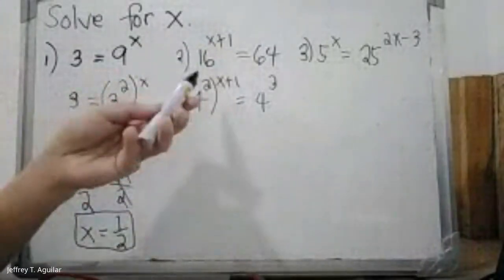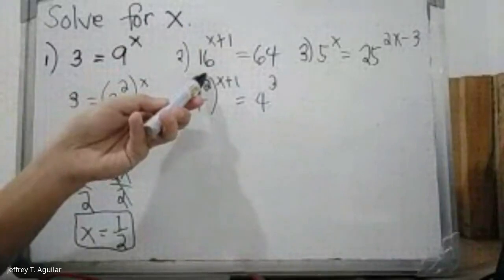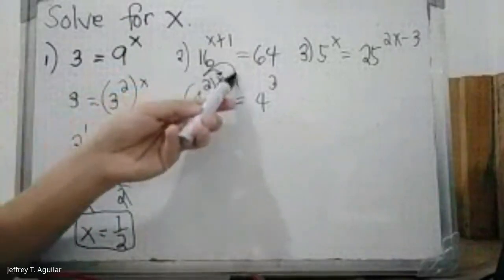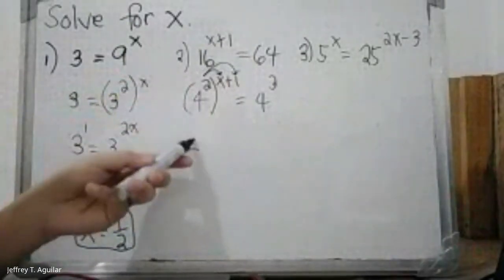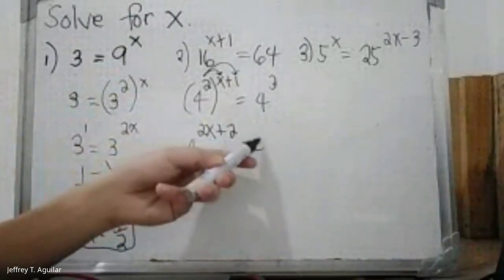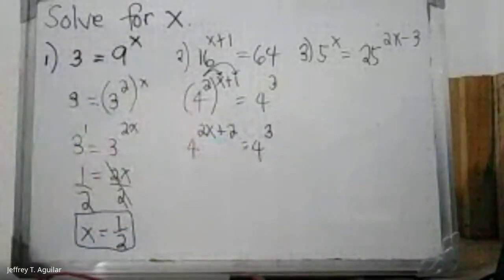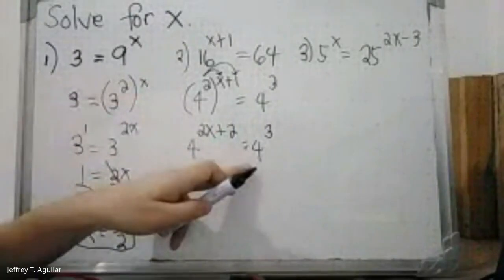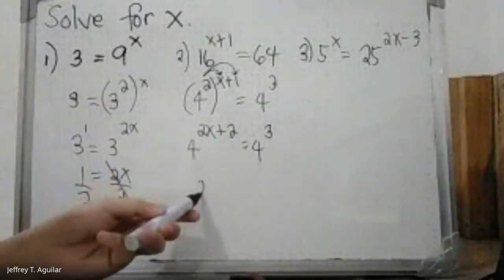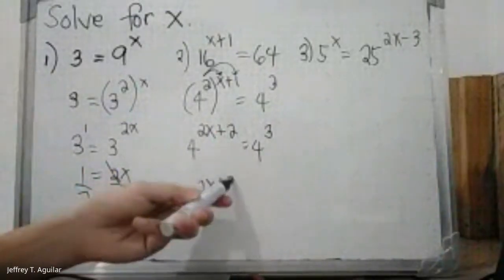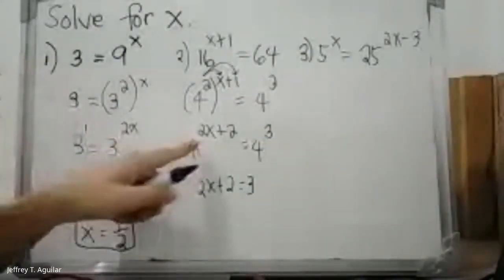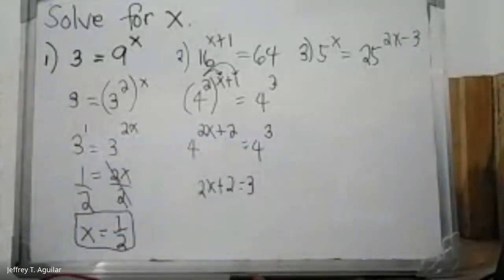Because your exponent to the base 4 is that you are going to distribute that to every term of the second exponent. So this will become 4 raised to the power of 2x plus 2, which is now equal to 4 to the 3. Are they having the same base? Yes. Therefore, we can now satisfy the definition. So this is now 2x plus 2, which is equal to 3. We actually equate exponents because they're having the same base already.